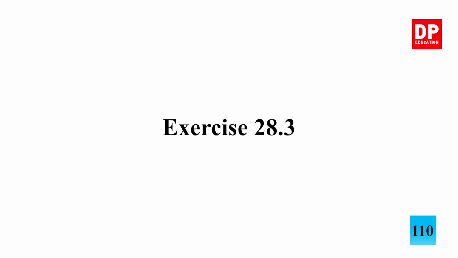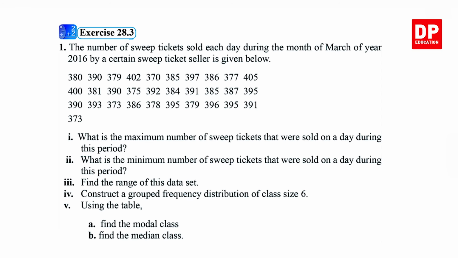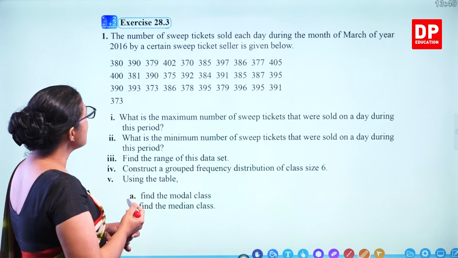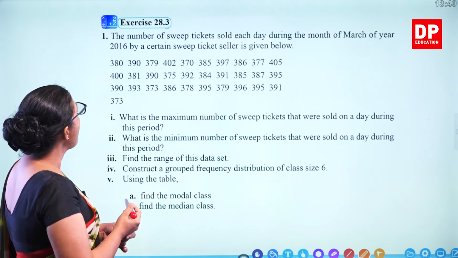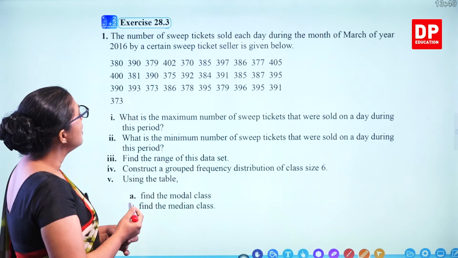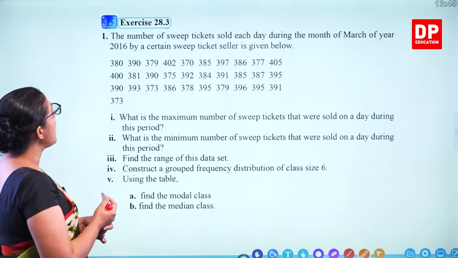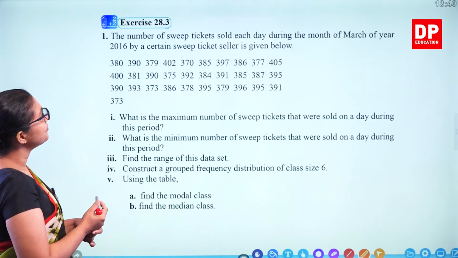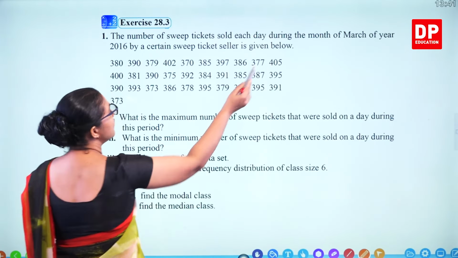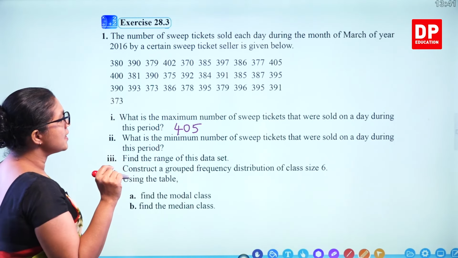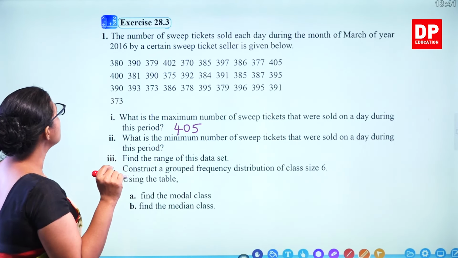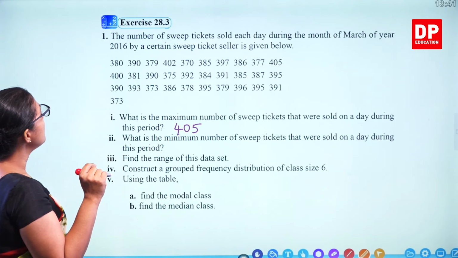Exercise 28.3. The number of sweep tickets sold each day during the month of March of year 2016 by a certain sweep ticket seller is given below. What is the maximum number of sweep tickets that were sold on a day during this period? Maximum number, what's maximum? 405. What's the minimum number of sweep tickets that were sold on a day during this period? What's the lowest value?